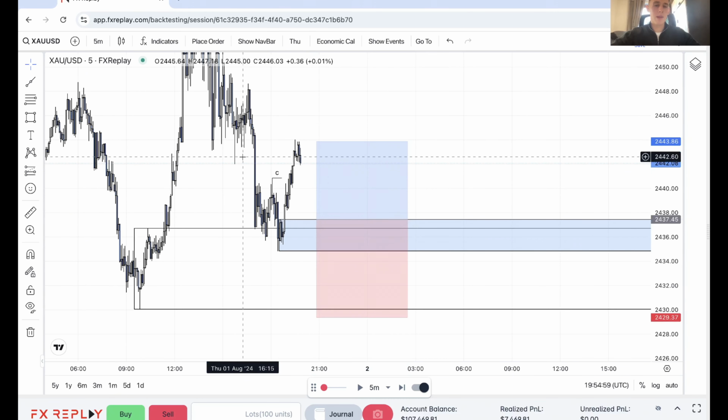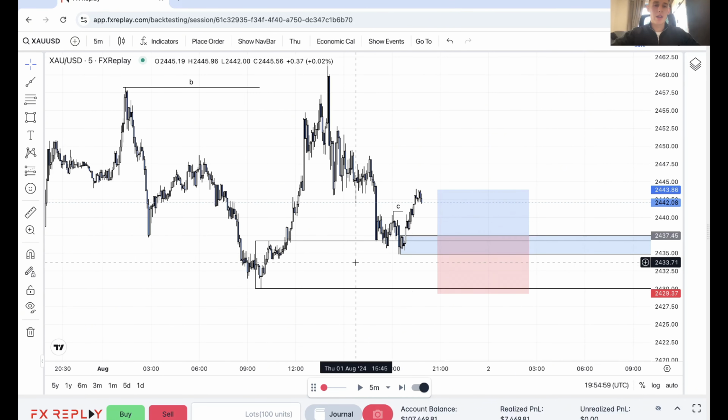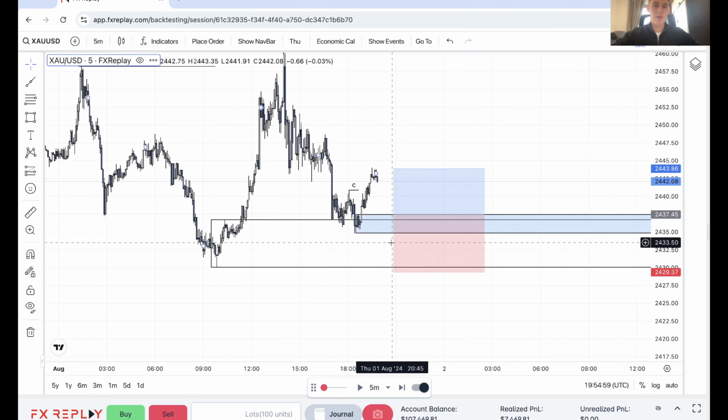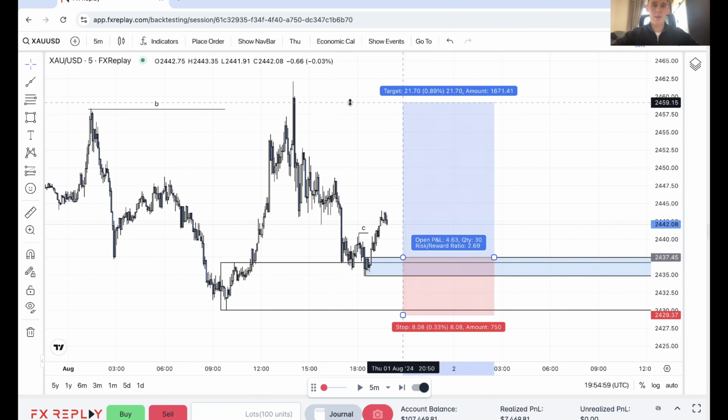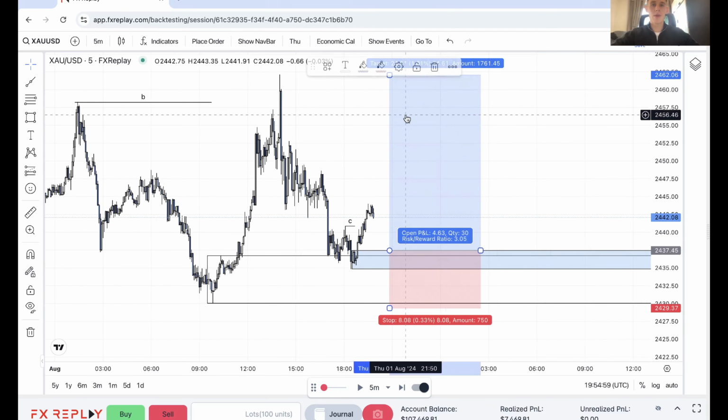I'm going to have a bit of a bigger stop loss just below this demand in case price wants to sweep these buyers here, including us, and come lower into the demand zone. And I'm going to target the previous high for, once again, a nice 1 to 3.